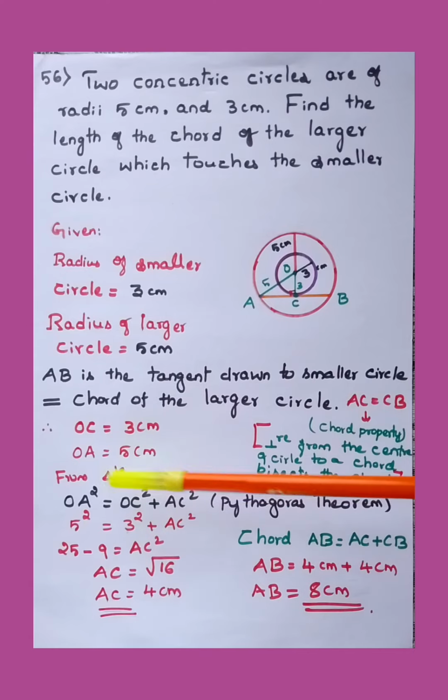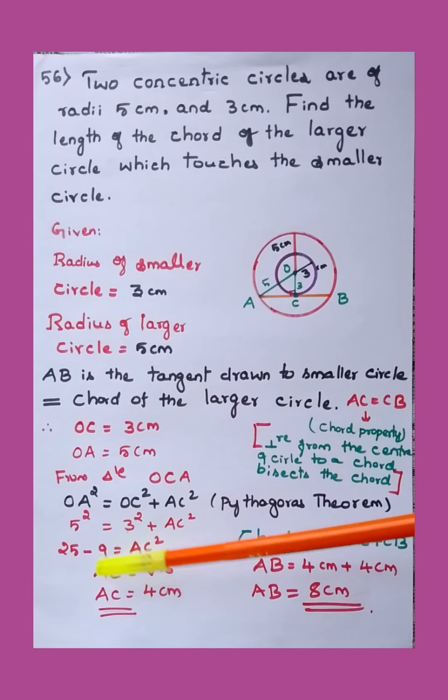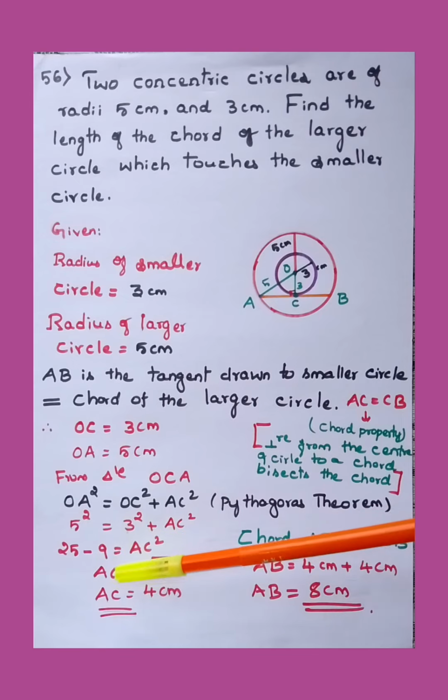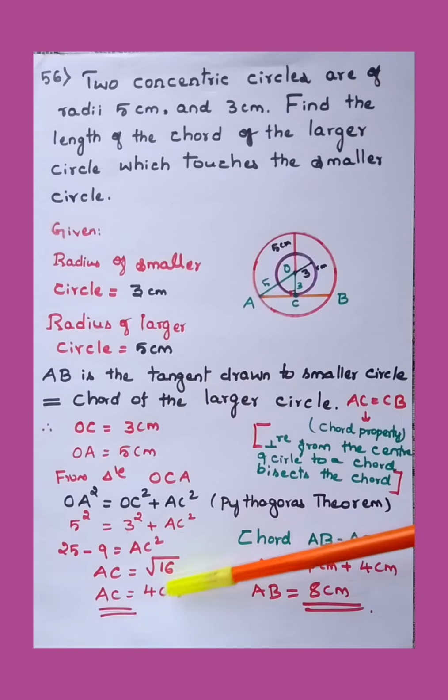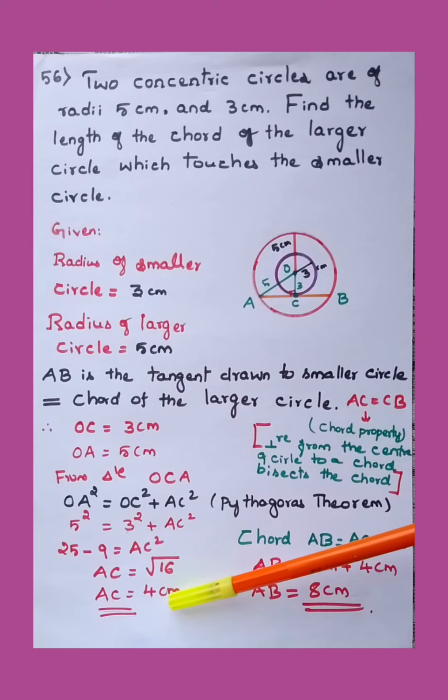Shift this 3 square to the other side. 3 3s are 9 and 5 5s are 25, which is AC square value. Therefore, AC square is equal to 25 minus 9, which is 16. We want only the AC value, so it becomes square root of 16. Therefore, AC is equal to 4. Keep the unit. Here we have taken centimeter, so the unit is 4 centimeter.